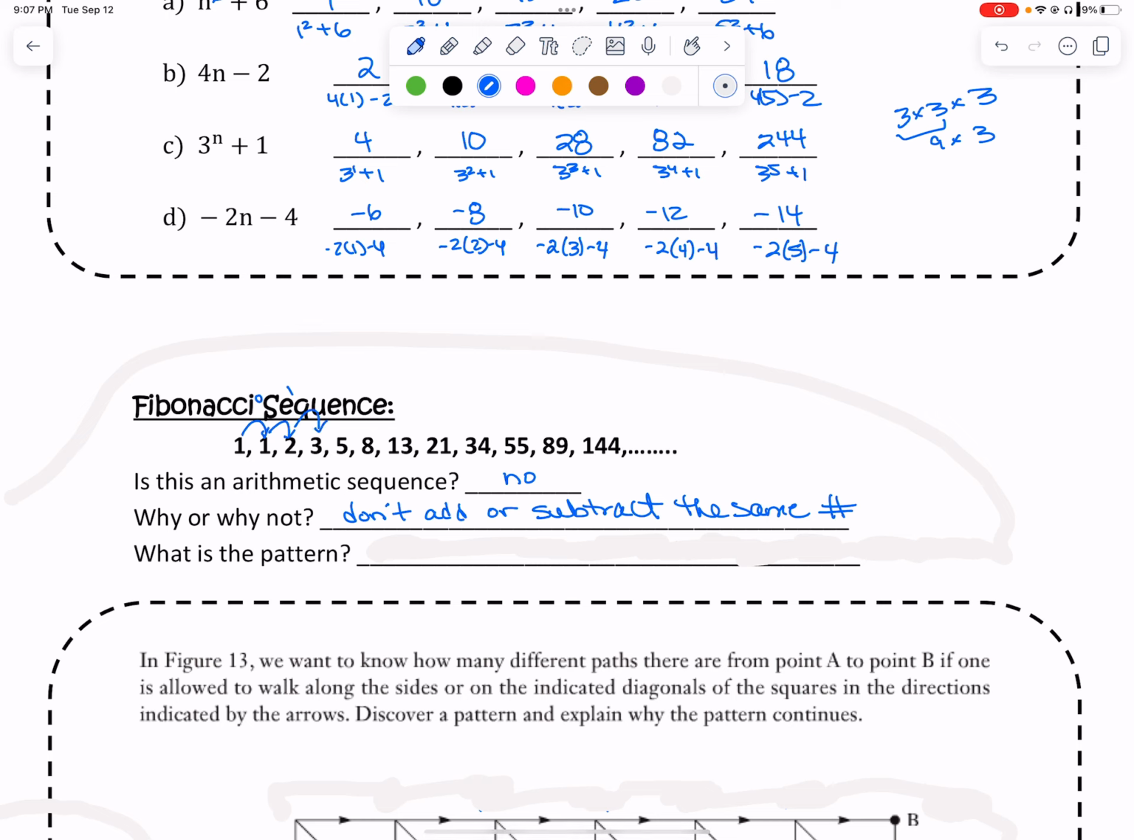Let's see. To go from 2 to 3, I'm adding 1. To go from 3 to 5, I'm adding 2. To go from 5 to 8, I'm adding 3. To go from here, I'm adding 5. Go from here to here, what am I adding? I'm adding 8. So I don't see anything in common, but I do see, you know what?